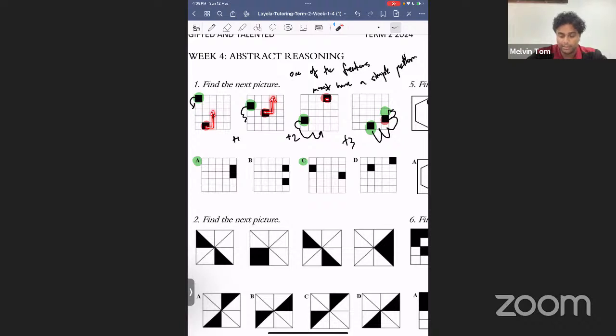Okay, I think I'm seeing a pattern. Right 1 up 1, 2. Perfect. Right 1 up 1, 2. So the answer should have another square here, and the only one that makes sense for that is C, where we have the square there and we have the square there.